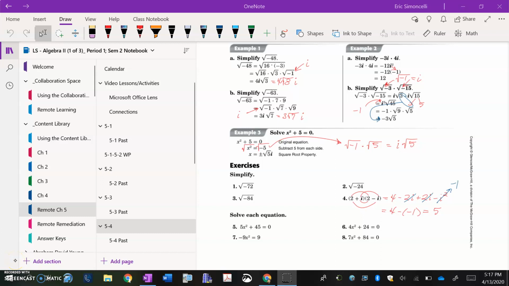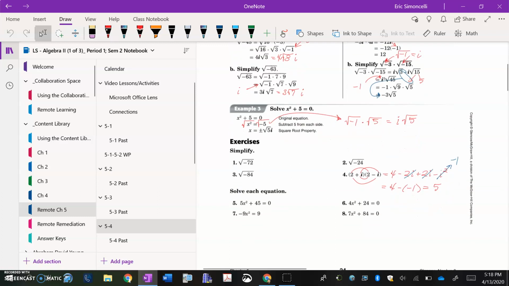Okay, welcome to part 2 of section 5.4. I want to continue by taking a look at how you can solve an equation in which you are going to get some imaginary roots. So I'd like to take a look at number 5.